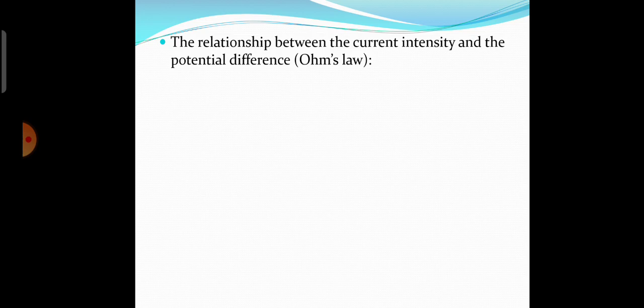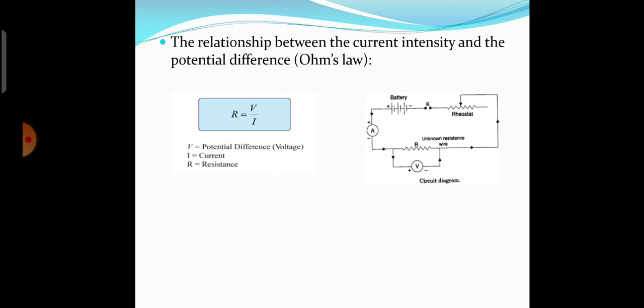There is a law called Ohm's law. It finds the relation between the current intensity and the potential difference. He proved that R equals V over I. So there is an inverse relation between resistance and current intensity, and a direct relation between resistance and potential difference.